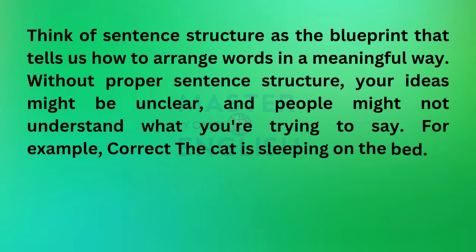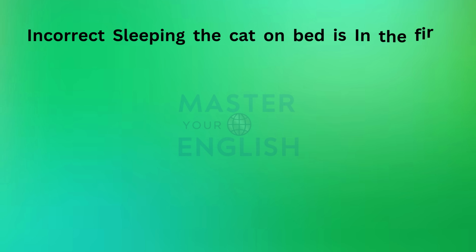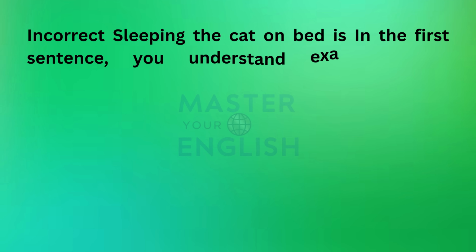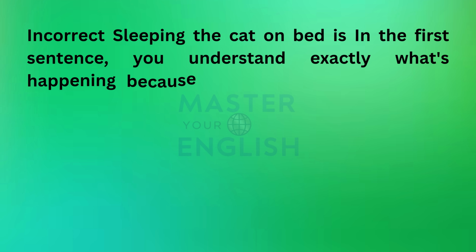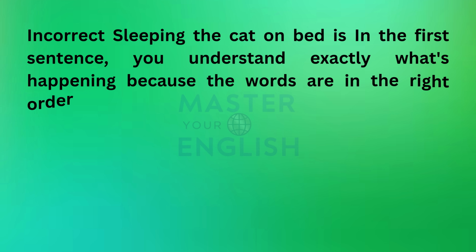For example, correct: The cat is sleeping on the bed. Incorrect: Sleeping the cat on bed is. In the first sentence, you understand exactly what's happening because the words are in the right order.